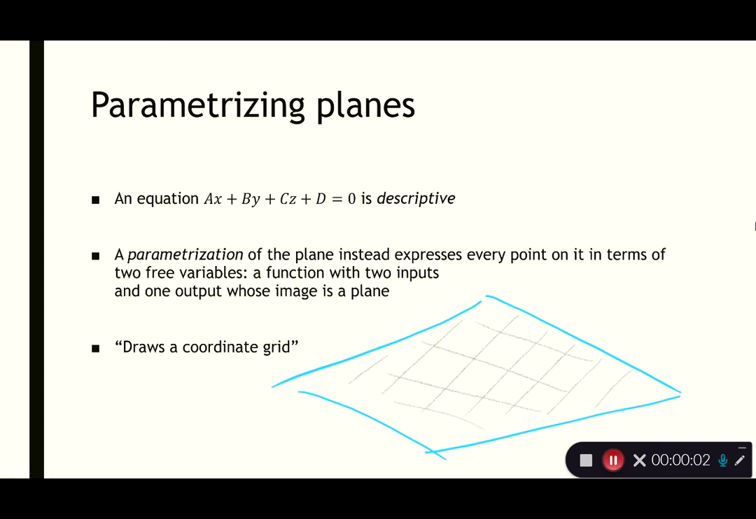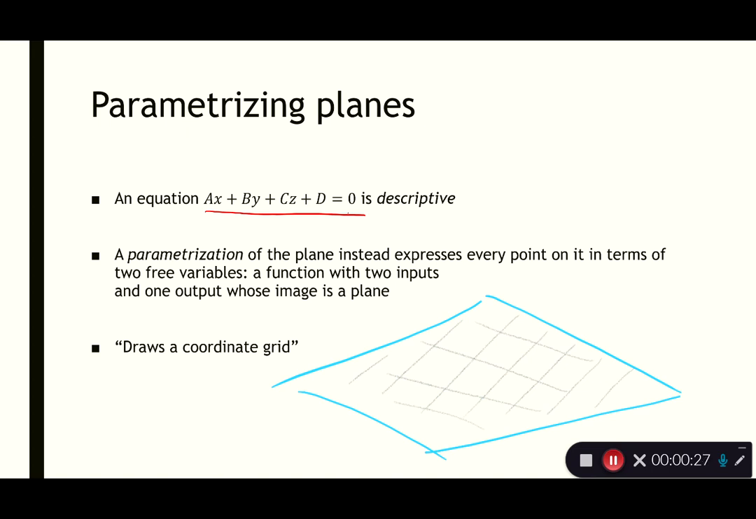Earlier what we wanted to do was find the equation for a plane. But what we could do instead is parametrize it. Like we were discussing in the first lecture, this equation is descriptive. It makes it easy to figure out if a point is on the plane, but it doesn't make it easy to construct a list of all the points on the plane. What we'd like to do instead is parameterize it.